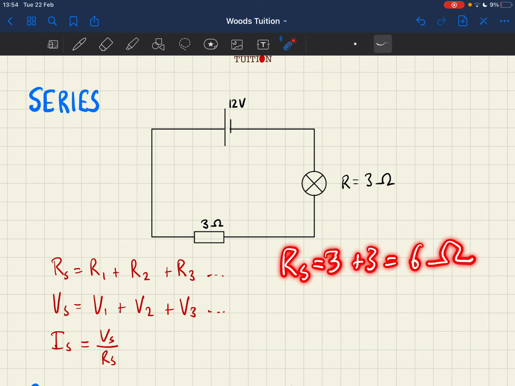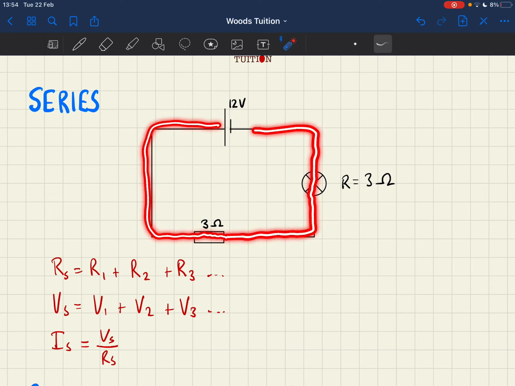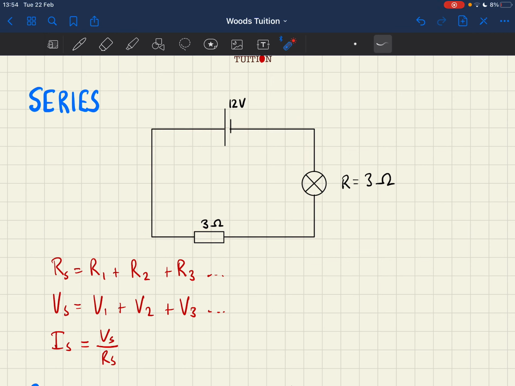Throughout a series circuit, the current remains constant. The reason for this is, if you think about current as a collection of electrons, a moving charge, then the same amount of electrons are going to go through each component of the circuit, the whole way around the circuit. So the current in a series circuit is constant, and that's important to remember.